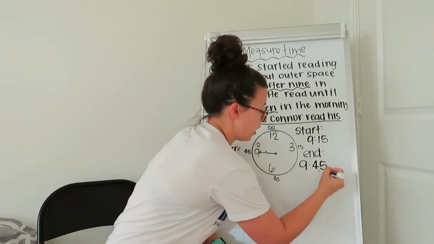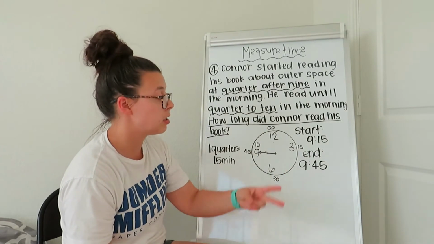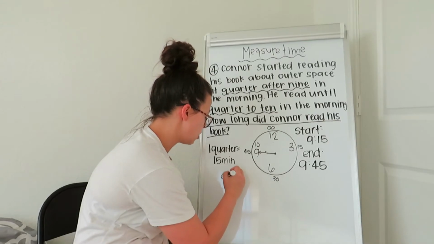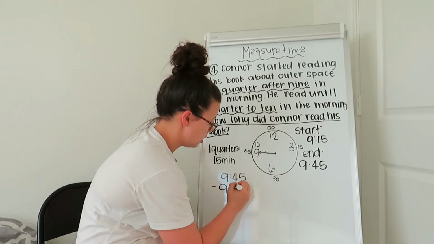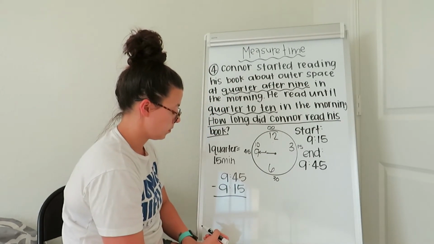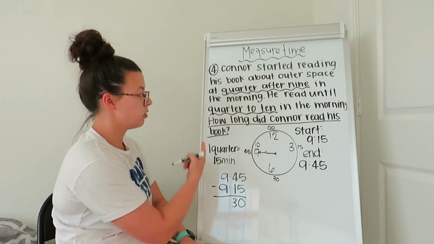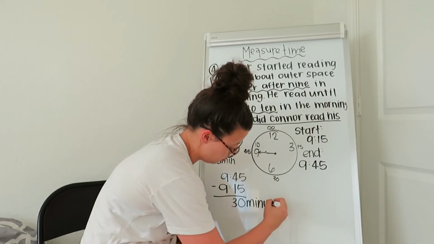So his end time is 9:45. Now that we have our start and our end time, we can either subtract, do a number line, or do it on our clock. And just for time, let's just go ahead and subtract. We have 9:45 minus 9:15. Okay, 0, 3. So how long did he spend reading? 30 minutes.